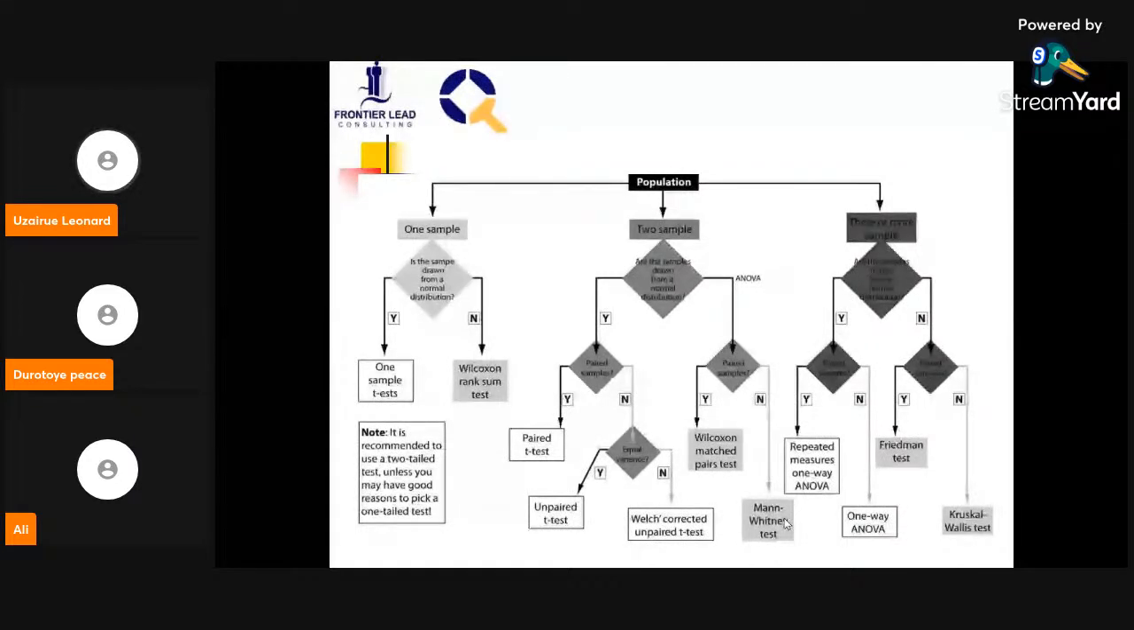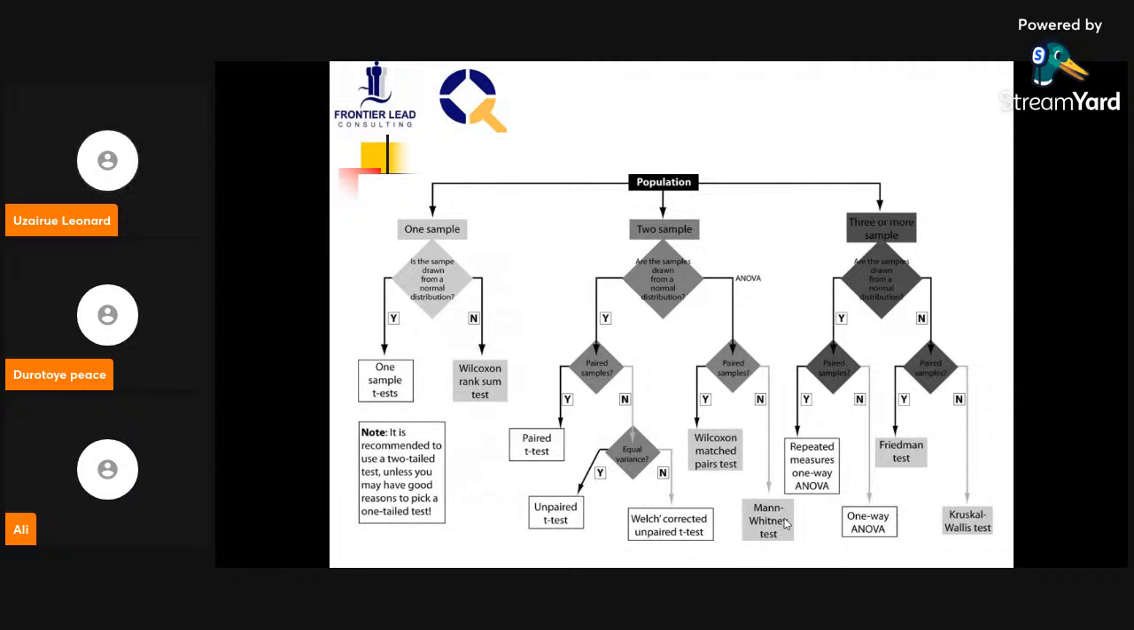Then if they are not normally distributed and they are not paired, then you run what we refer to as the Mann-Whitney test. So that's what you usually run most times on a whole lot of data that are not actually normally distributed.